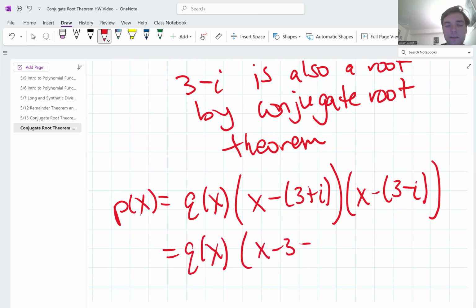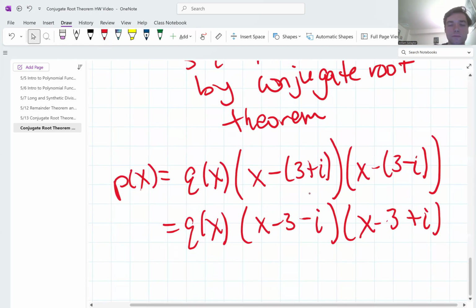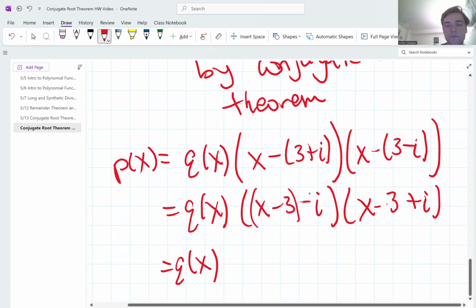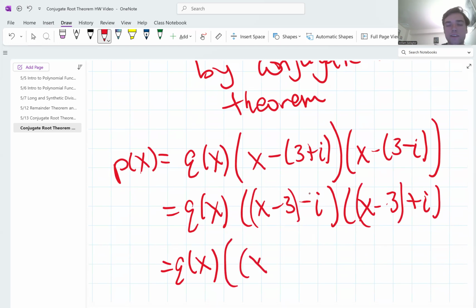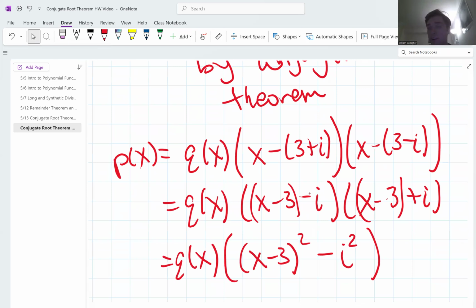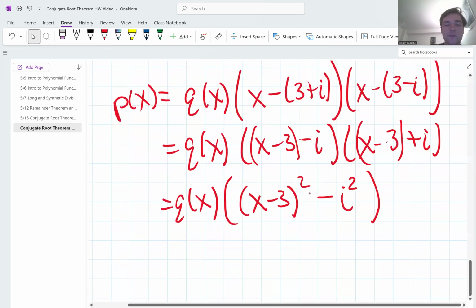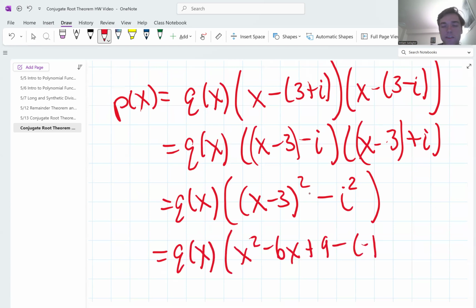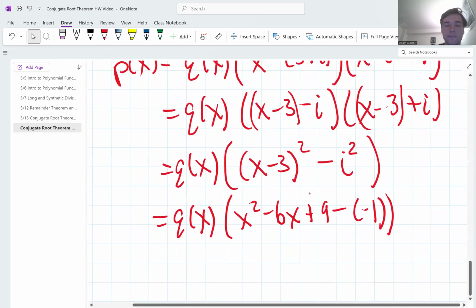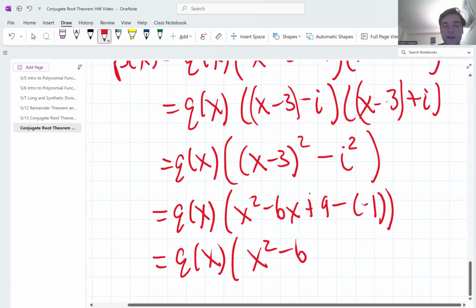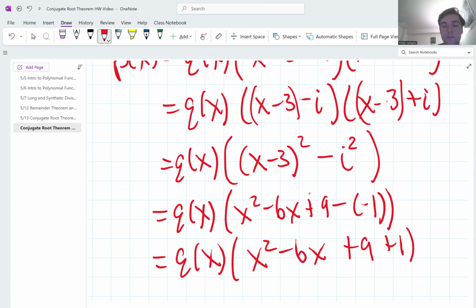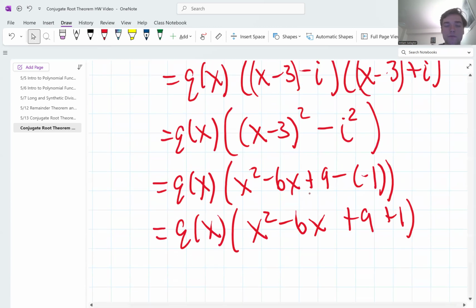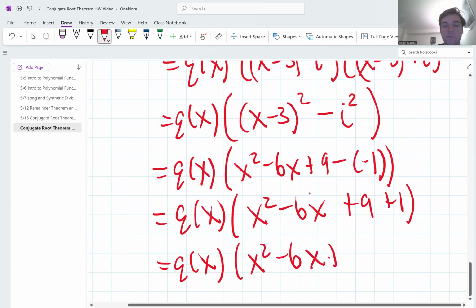And we distribute that negative. And again, we need to regroup. And so we get x minus 3 squared minus i squared. Perhaps this was a little bit easier, right? Because it's just i squared. There's some coefficient. And so we get q of x times x squared minus 6x plus 9 minus negative 1. And this is q of x times x squared minus 6x plus 9 plus 1. So it's q of x times x squared minus 6x plus 10.